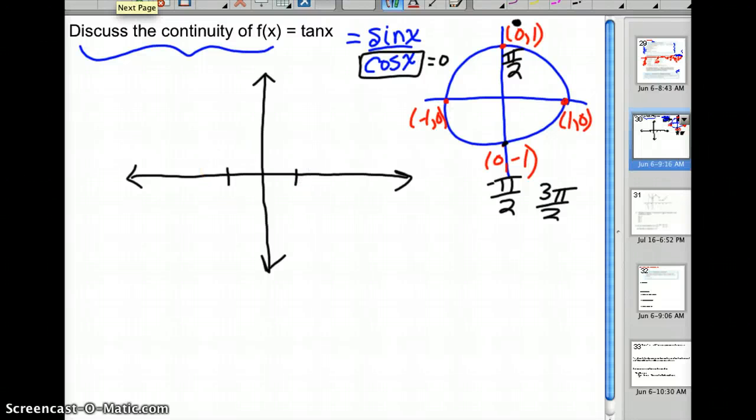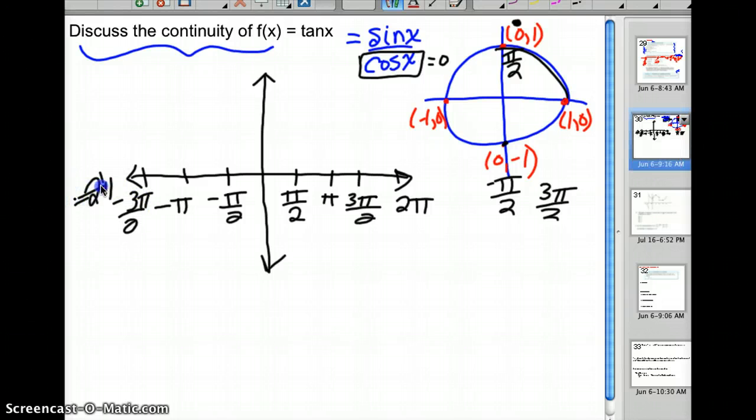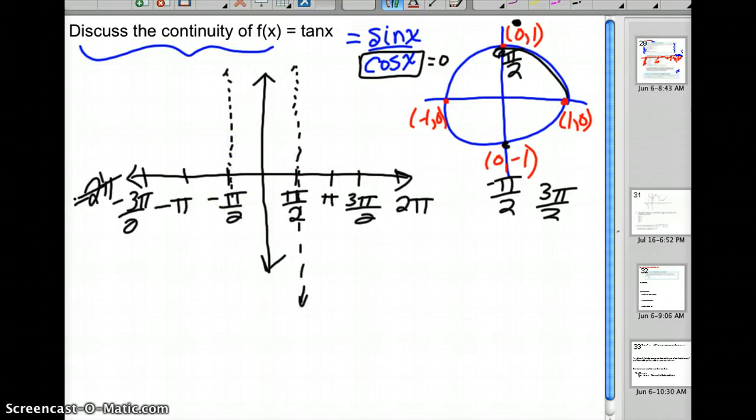Whenever we do our trig, it's always nice to label your axes by pi over 2 intervals. So we would do pi over 2, then pi, then 3 pi over 2, and then 2 pi generally to the right, and likewise to the left. So I've already told you we've got a problem at these two spots. We've got a non-removable discontinuity. It's actually an infinite discontinuity. We'll put that on here.